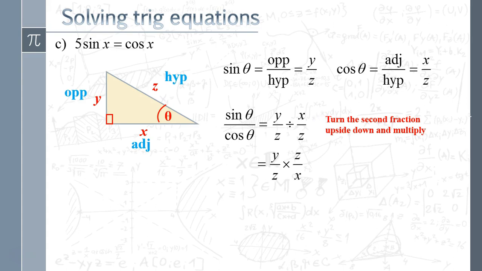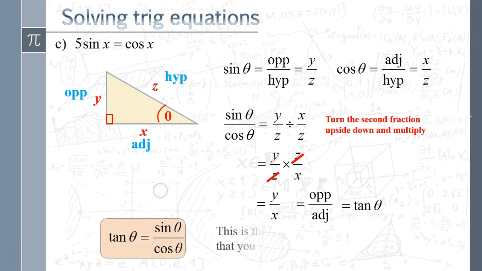And hopefully straight away you'll notice that we've got a z on the top there, and a z on the bottom here. So those two things are going to cancel out. And so what it leaves us with is just y over x. And if we have a look back at our original triangle, y is the opposite side, x is the adjacent side. So hopefully now you've seen what's coming. There it is, opposite over adjacent, which we know to be tan.